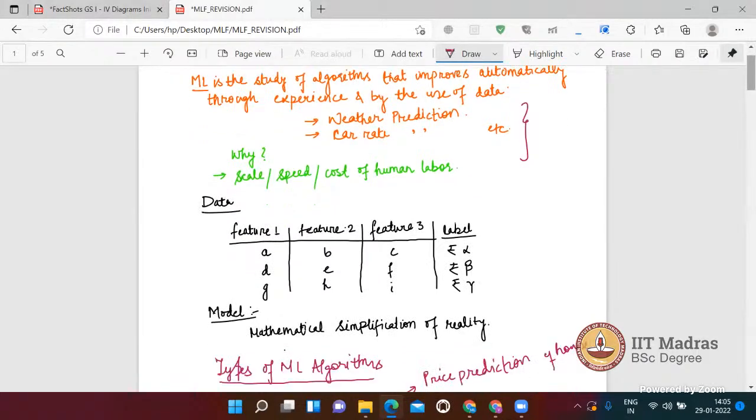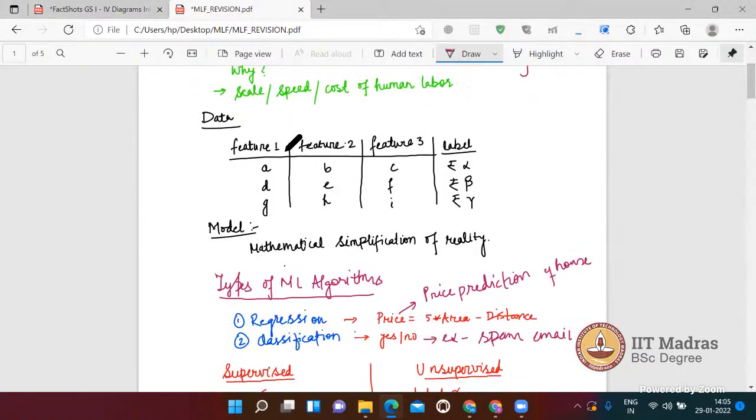In ML, the most important thing is the data. Data can be represented in this form. Here there are three observations. A, B, C is the vector, you can say the first observation, for any data we are having. And the label is generally the ground truth, or the value obtained with the help of these features.